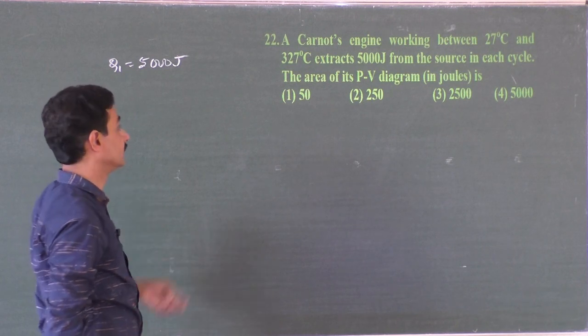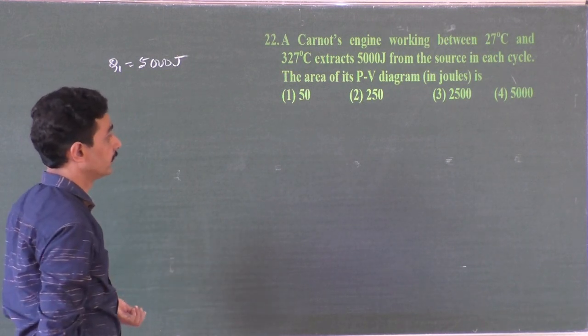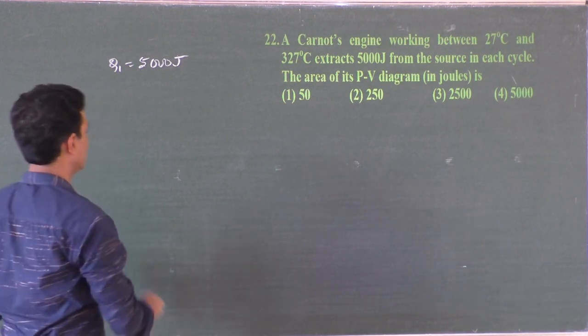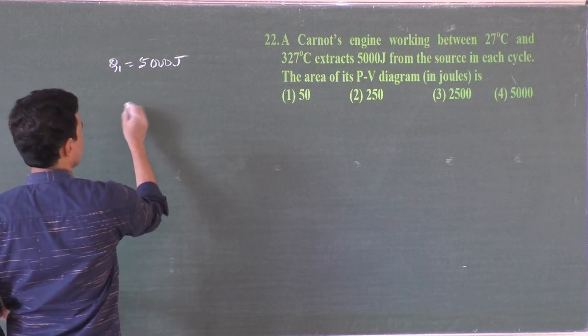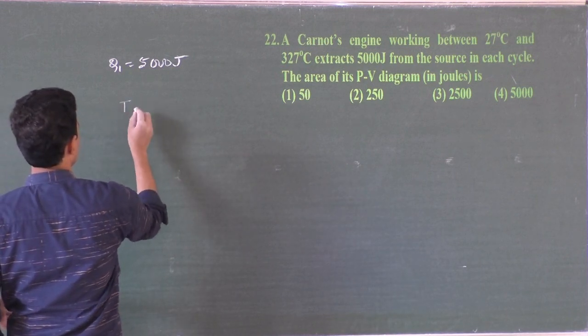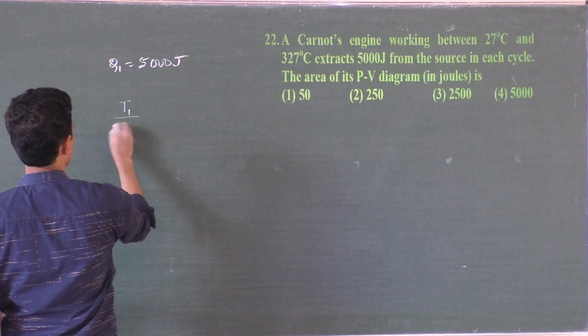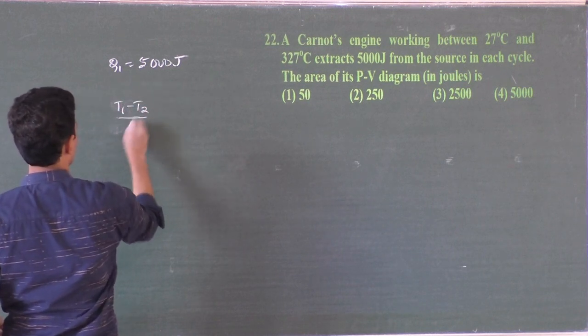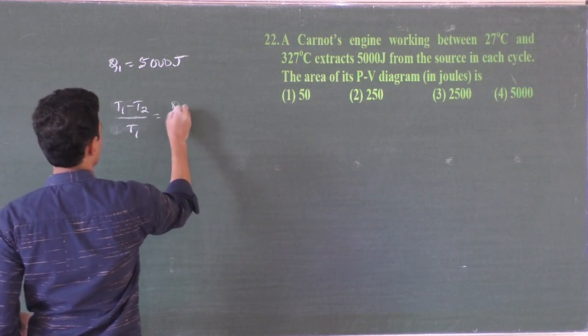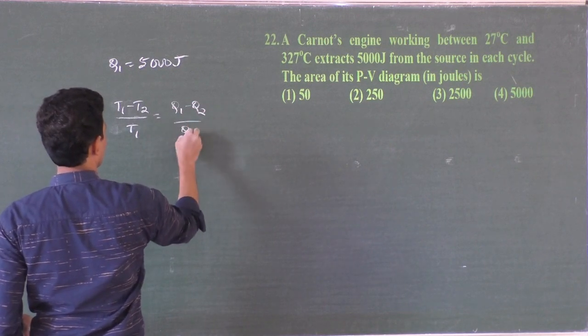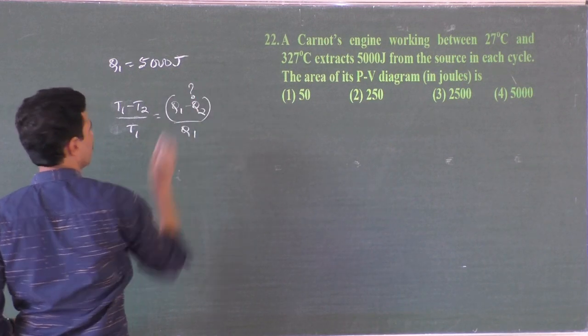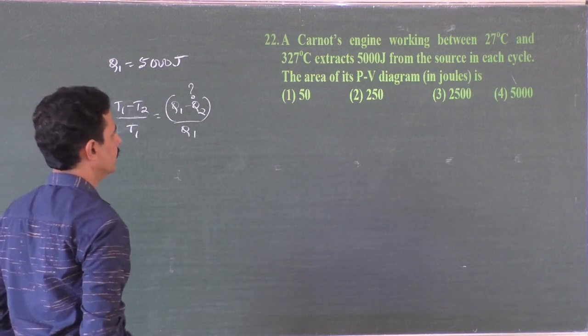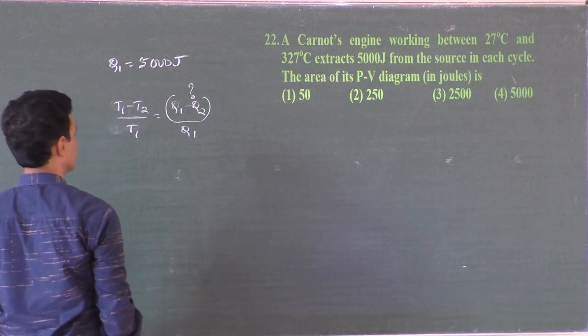Absorbed energy is 5,000 joules from the source in each cycle. The area of the PV diagram is, yes, work done. Work done is the area under the PV diagram. T1 minus T2 divided by T1 is equal to Q1 minus Q2 by Q1. This is what you have to find out. Area under the PV diagram, that is work done.